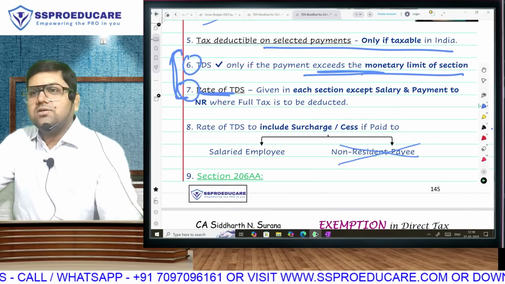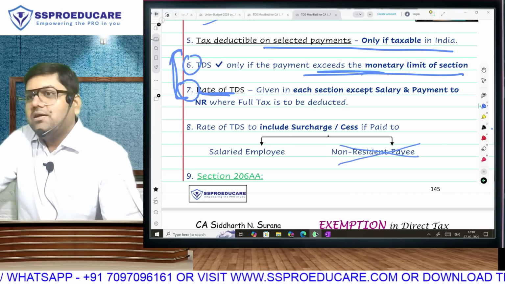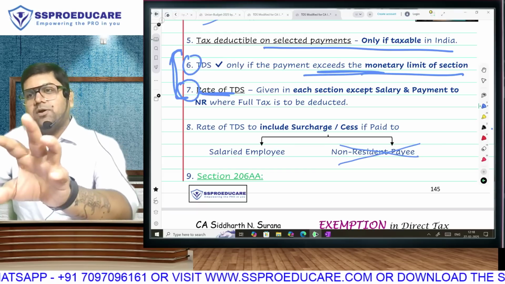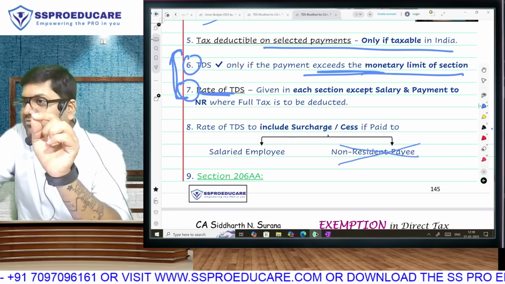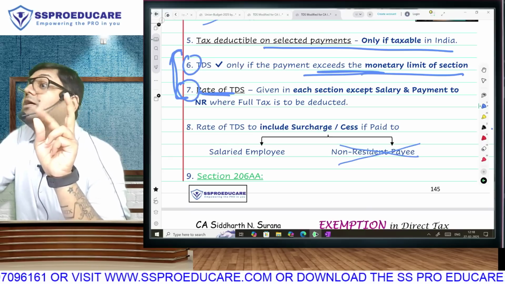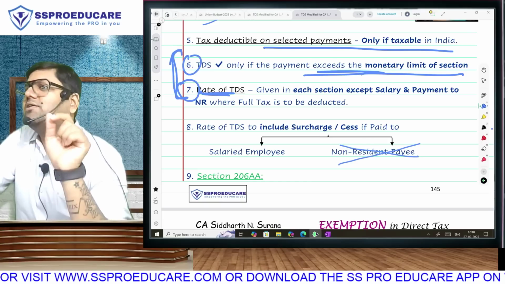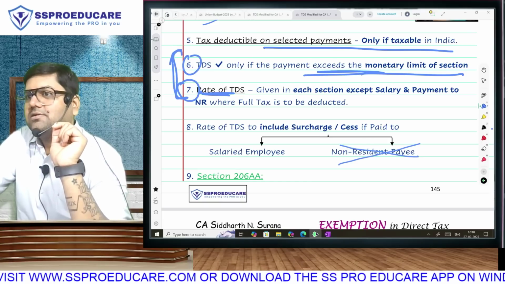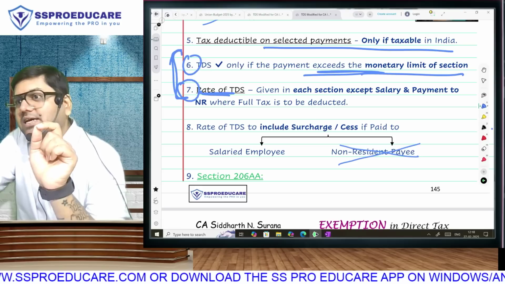Yesterday I showed you that chapter of CA final where I wrote the full chapter, in that format. Once the notepad opens, I will show you. In every section, I have written who will be the payer of this payment, who will be the payee. Please understand, for the payee it is income and the payer has to do the duty. What is the rate of this section? What is the monetary limit of this section? You understand? I have written it in every section.